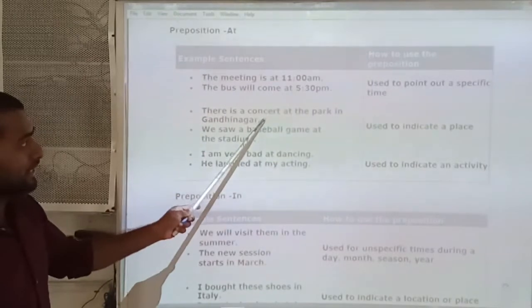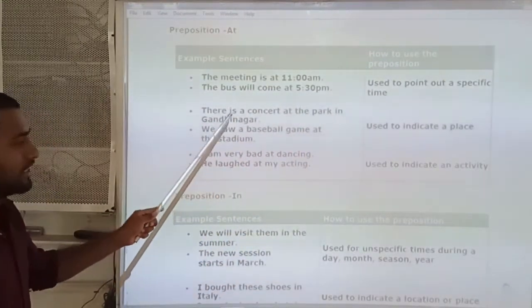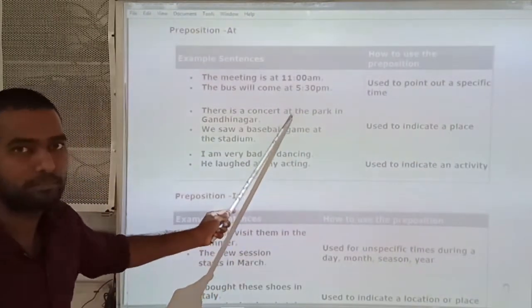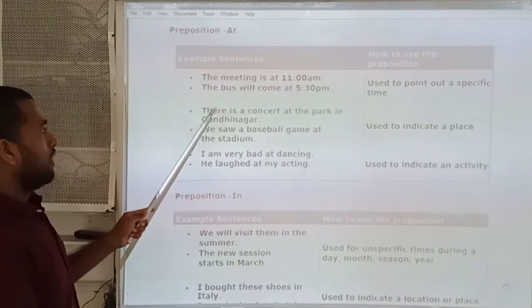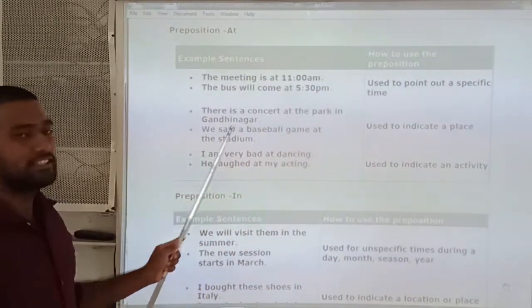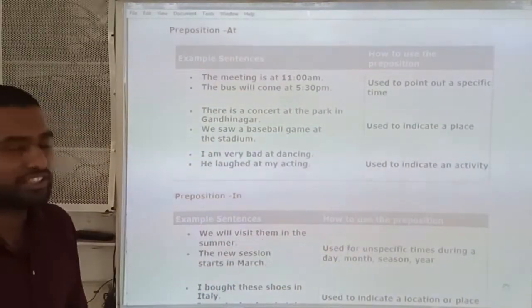There is a concert at the park in Gandhinagar. So Gandhinagar is bigger than the park. That is why before the smaller place we use the preposition at. So second example now. We saw a baseball game at this stadium. Okay. Next, the last use of preposition at.